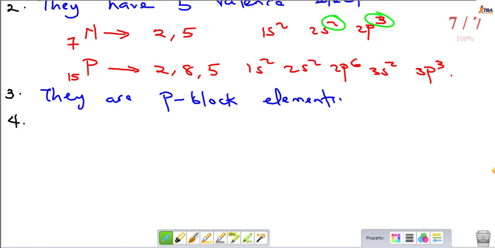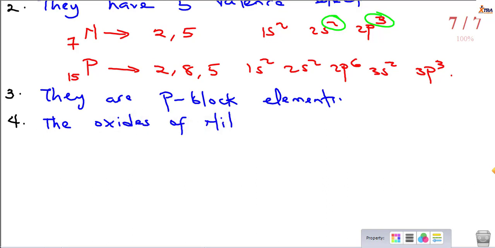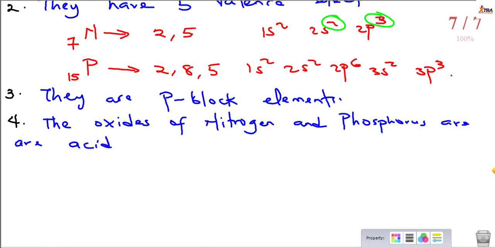So the oxides of nitrogen and phosphorus are acidic. But that of bismuth, right? Bismuth is not so much of a stable element. So the oxides of nitrogen and phosphorus are acidic, as you can see. Now, what does that mean? It means they are acid anhydrides.